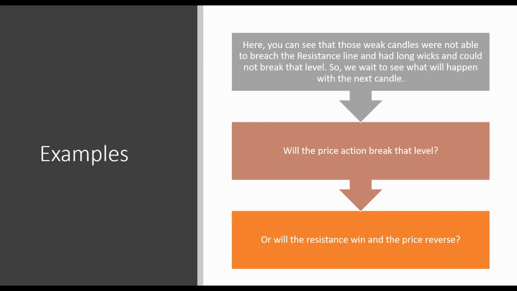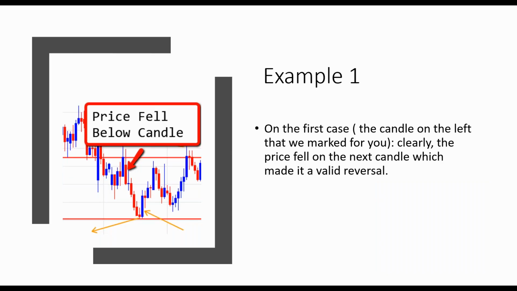So will price action break that level, or will the resistance win and the price reverse? We don't know. That's the problem. So when we get the strong candle, that gives us a good indication. But we want to minimize our risk, and we would put our stop loss slightly below that price level zone.